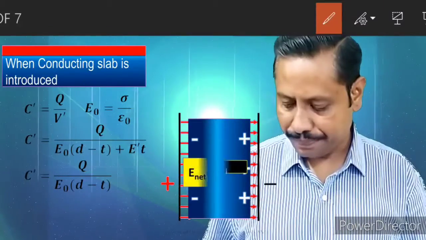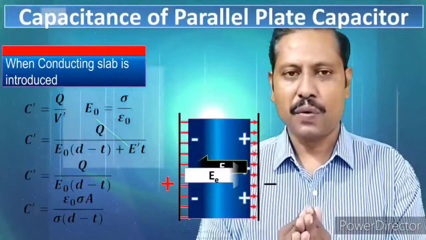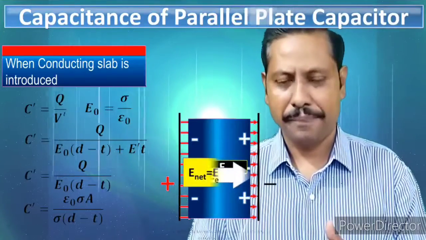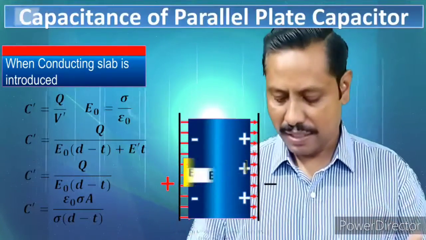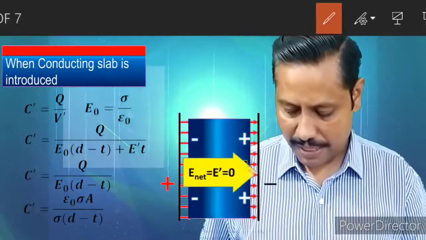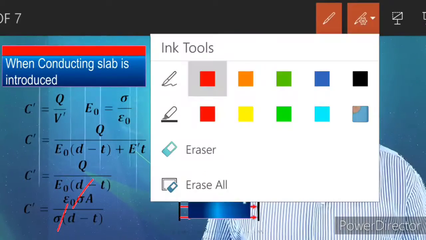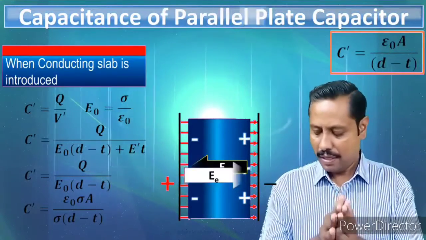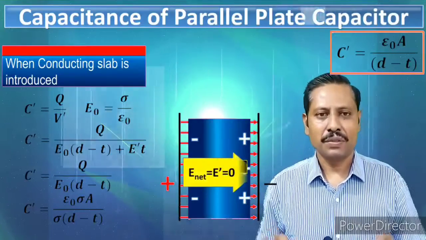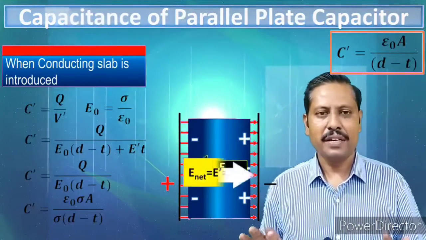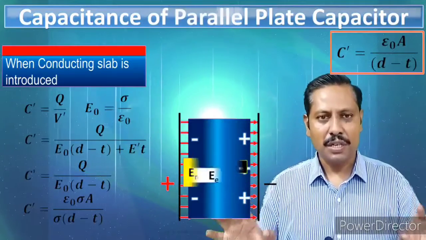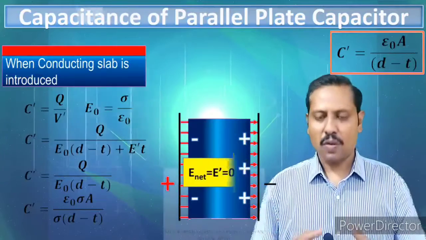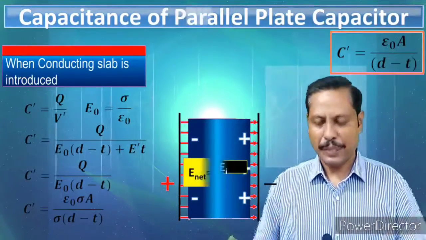So if I replace this value here, I can write C dash equals epsilon 0 sigma A upon sigma into (D minus T). Just cancel out sigma now. If this sigma and this sigma are cancelled out, what you will get? You will get C dash equals epsilon 0 A upon (D minus T). So this is the capacitance when a conducting slab is introduced between two plates. Right? So this is about the concept of capacitance when a conducting slab is introduced.